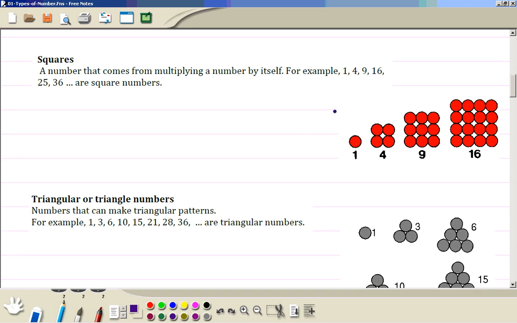Squares: 1 times 1, 2 times 2, 3 times 3, and so on. So the nth term is basically n squared. So the 7th term, or 7th square number, is 7 squared, which is 49.